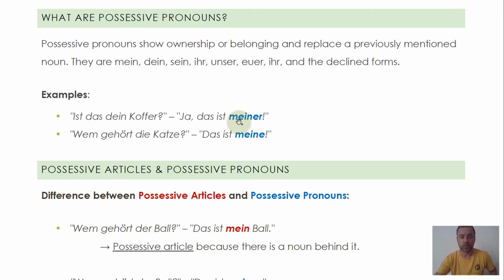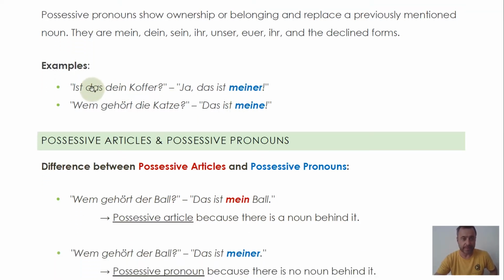Let's have a look at two examples. Ist das dein Koffer? Ja, das ist meiner. So, is that your suitcase? Yes, this is mine. Wem gehört die Katze? Das ist meine. To whom does the cat belong? This is mine, or my one.